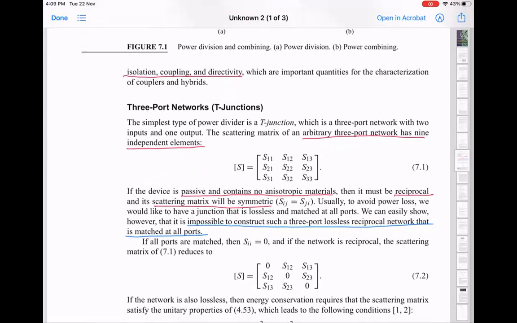So these 3-port networks are also sometimes called T-junctions, because if you remember the example I gave you during the last class, we had put in some transmission line and we split it into 2 transmission lines. I mean, a generic way of drawing this would be something like this. And that's one of the reasons why it's called T-junction. It also resembles an actual device when it's constructed using waveguides.